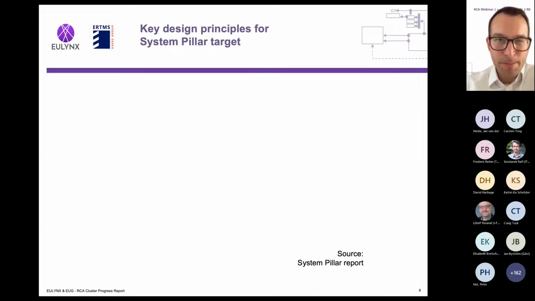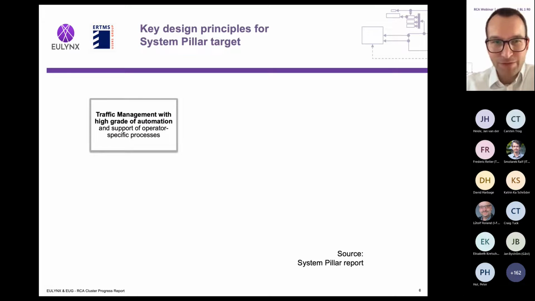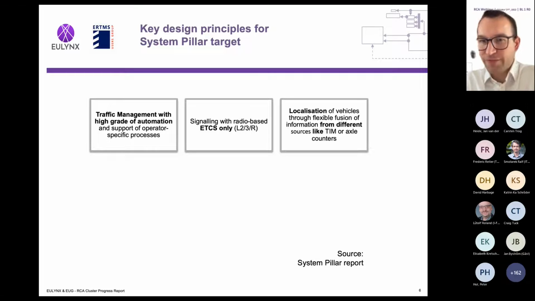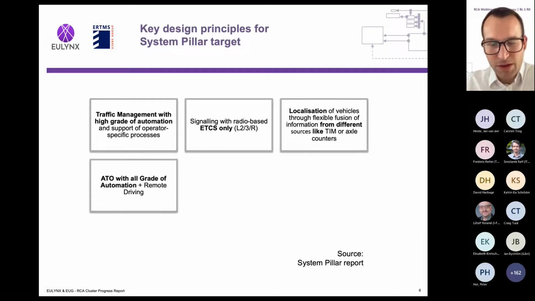In the system pillar report, it's already mentioned that we have some key design principles for developing a target architecture. One of them is having traffic management with very high automation, and having signaling that is only based on ETCS, radio-based. We want to have localization of all the vehicles using sensor fusion from different information, like train integrity, axle counters, or whatever sensors might appear in the future.